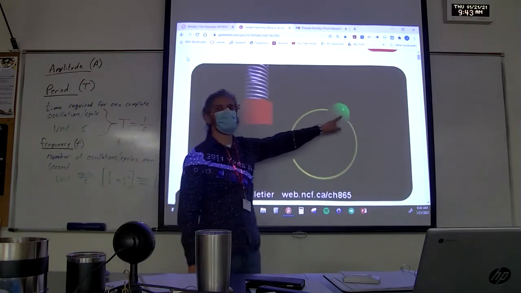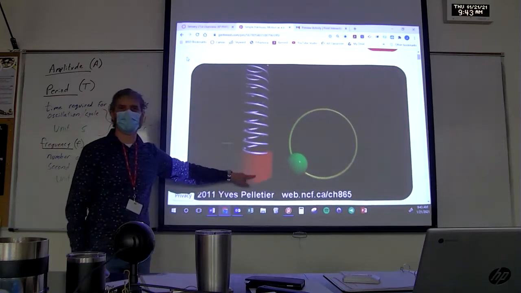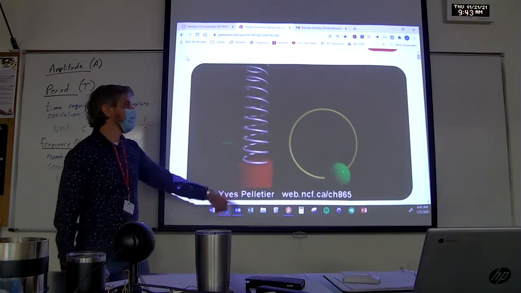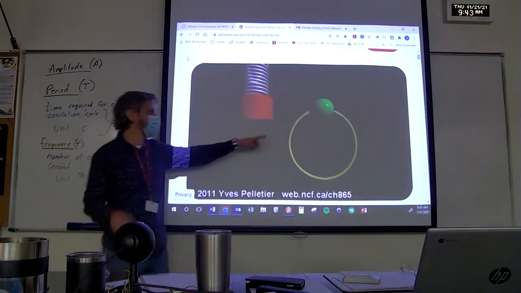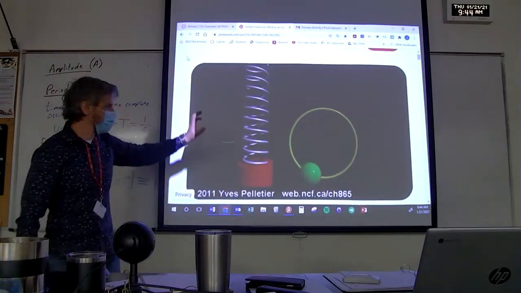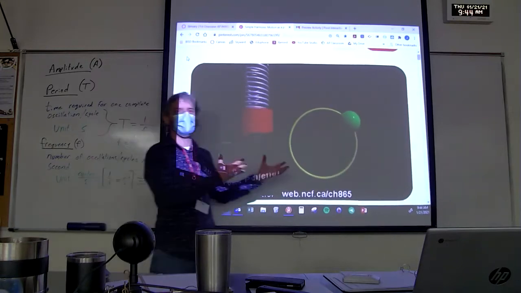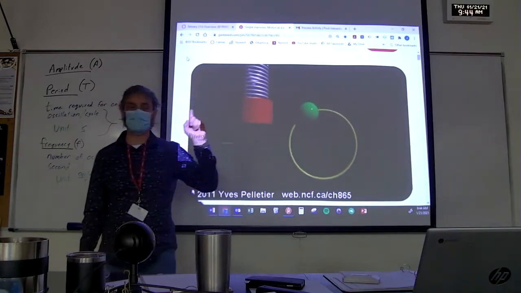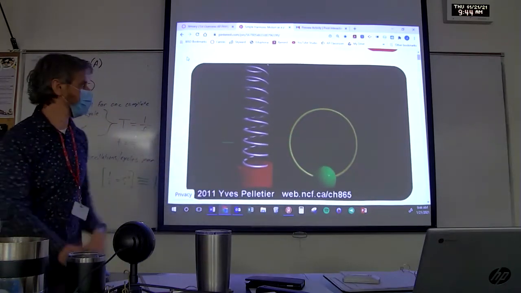The vertical component of the velocity of this mass will always match the vertical velocity of this mass spring oscillator. The vertical component of the acceleration of this mass will always match the vertical acceleration of the mass spring oscillator. So yes, this guy is not moving in a circle, but we can make an analogy to something that actually is moving in a circle, and as long as these two guys have the same period, those will be true.